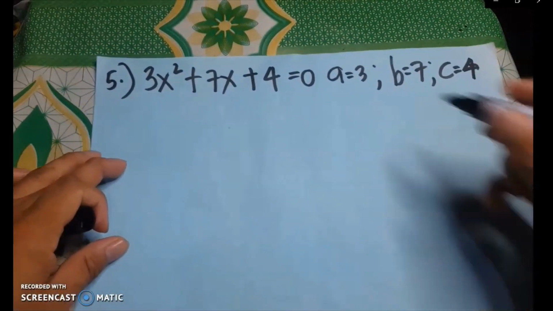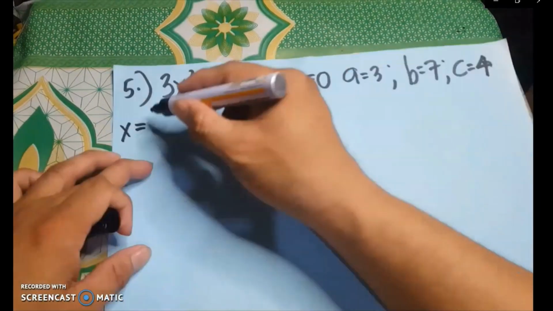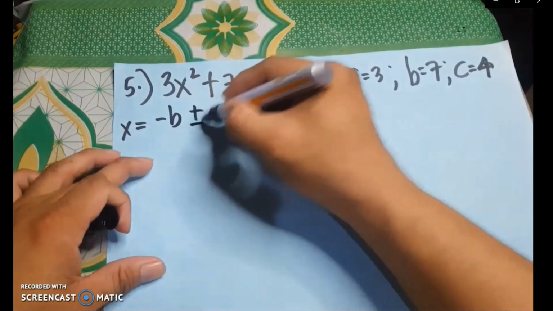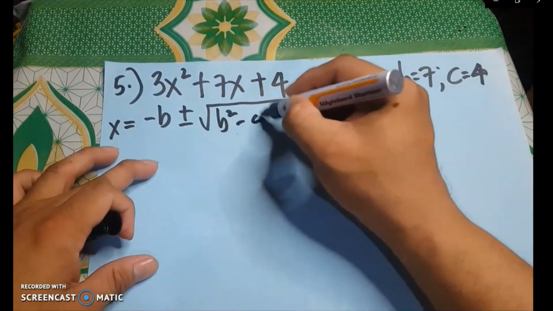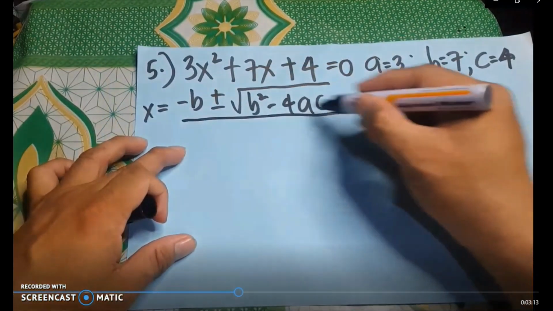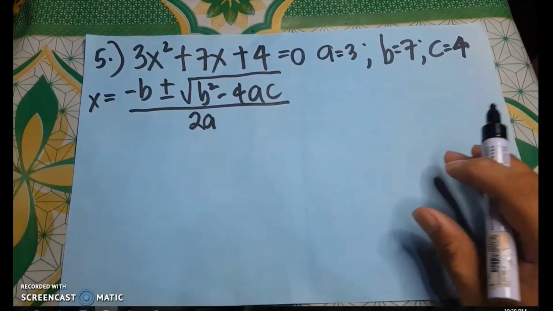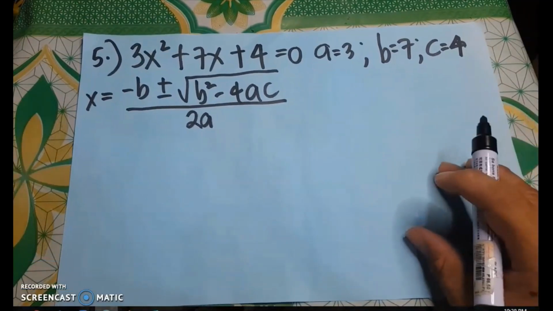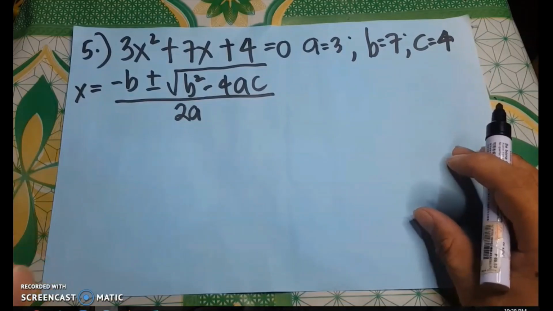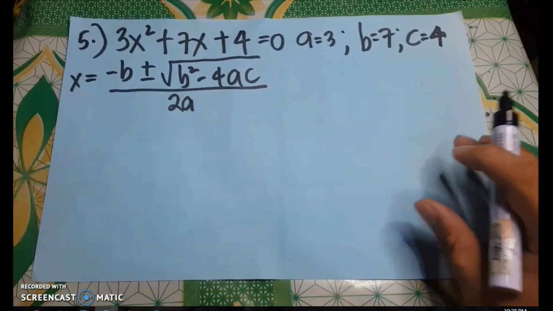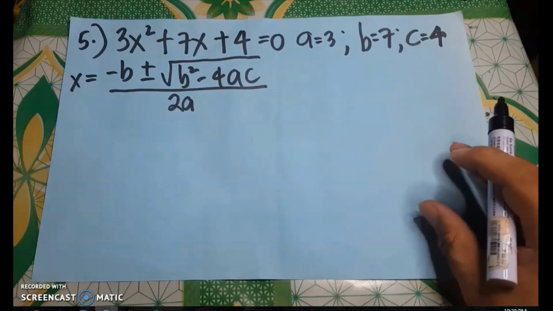Then substitute the value of a, b, and c to the given equation, to the quadratic formula. The quadratic formula is x equal to negative b plus or minus the square root of b squared minus 4ac all over 2a. The technique there, so you can remember the quadratic formula more easily, every time you are going to answer a certain problem in solving quadratic equation, you have to write first the formula. So when you write that repeatedly, you remember it and it sticks in your mind. So you don't forget it.